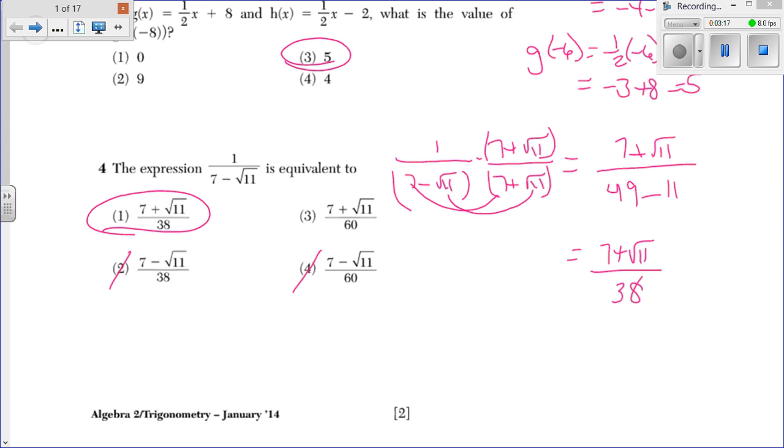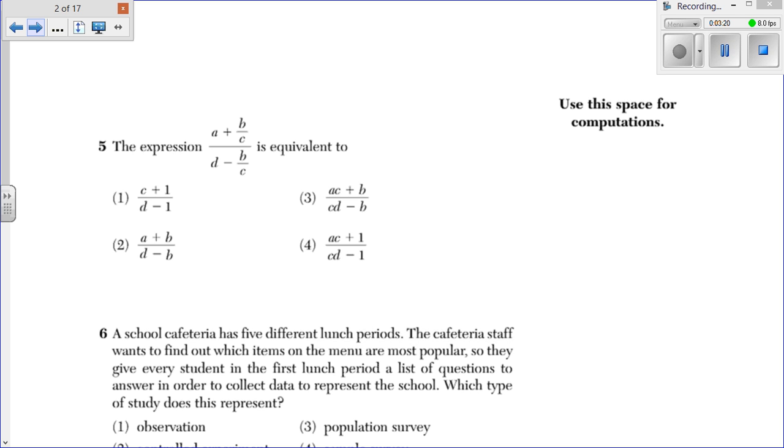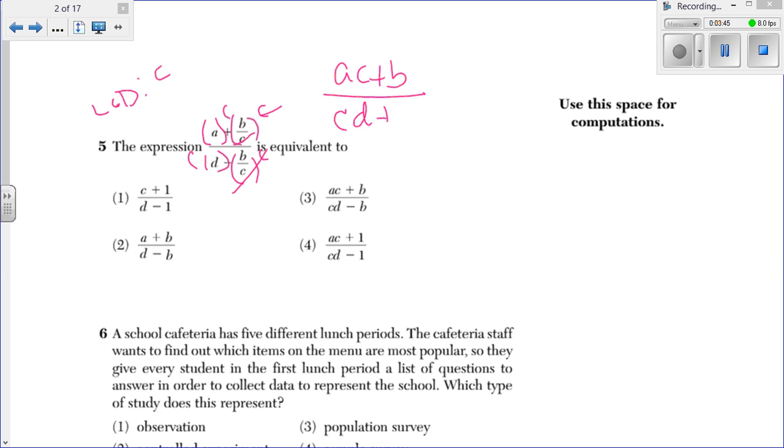All right, next page. Number 5, the expression a plus b over c divided by d minus b over c is equivalent to, my LCD here is c. So multiply everything by c. So it becomes ac plus b over cd minus b. Oh, that's a minus sign here, my bad. That should be minus, not plus. So it's choice 3.